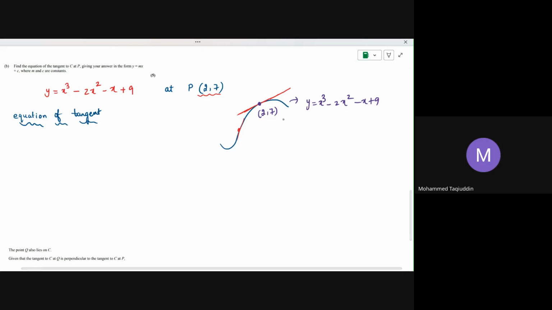You can use your Desmos calculator or graphic calculator and you'll get to know exactly how y equals x cubed minus 2x squared minus x plus 9 looks. But we don't need to know how exactly it looks to find the equation of a tangent. So how to do that? The equation of a tangent is a straight line. You should understand that the first point is that this is a straight line. How do you find the equation of a straight line? Generally, how do you find the equation of a straight line?